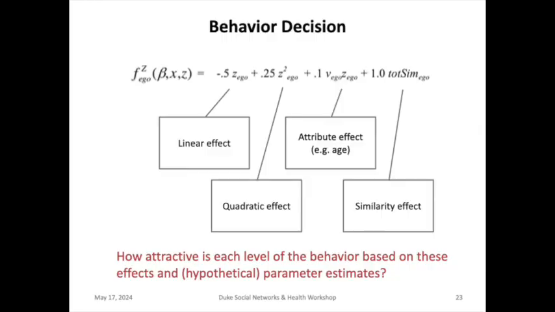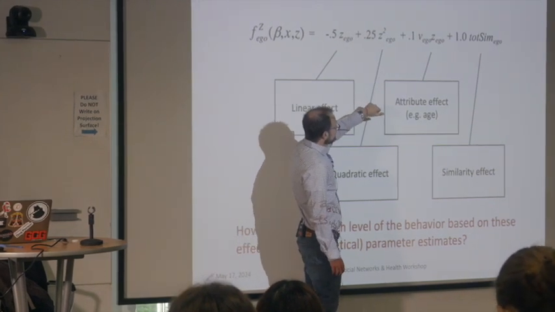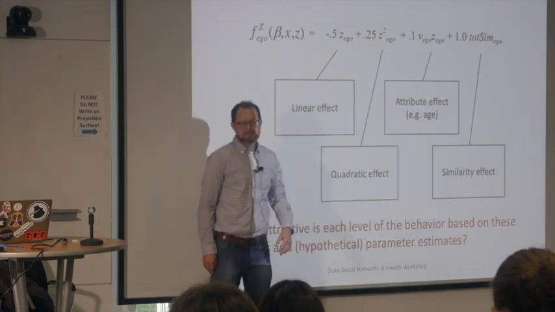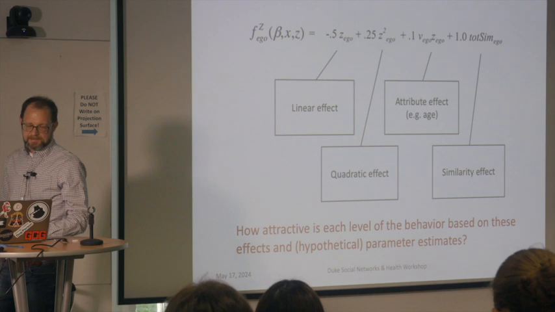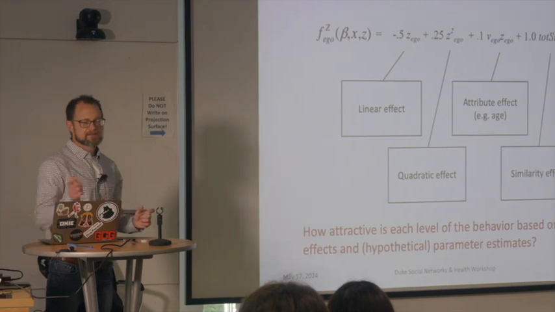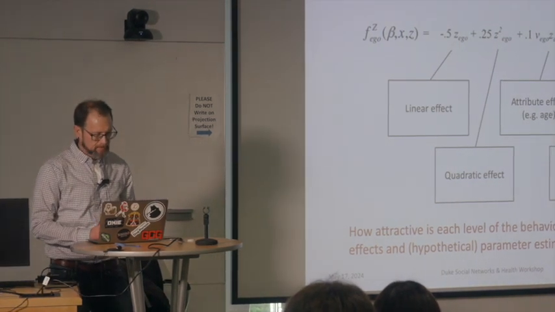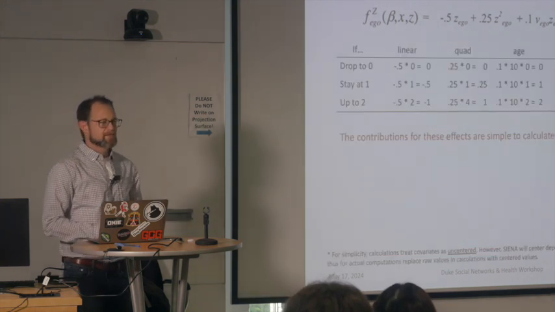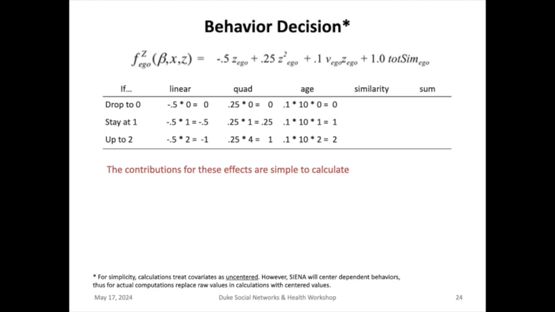All right, so a model might look something like this. We've got a linear effect and a quadratic effect to control for the distribution. We're controlling for age here, and then we've got one version of a similarity effect. This version is how similar am I to my peers, weighted by the total number of friends that I have. With this model specification, we could go through the same exercise where we identify one of the actors in the network and give them this choice. What do you want to do?